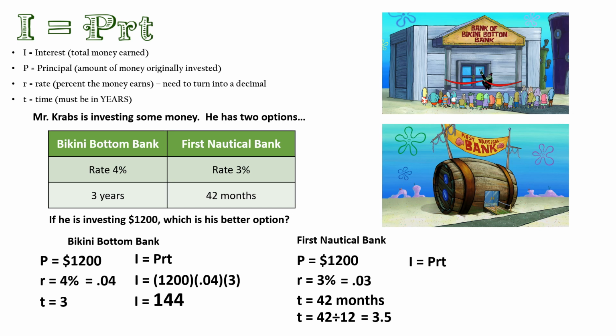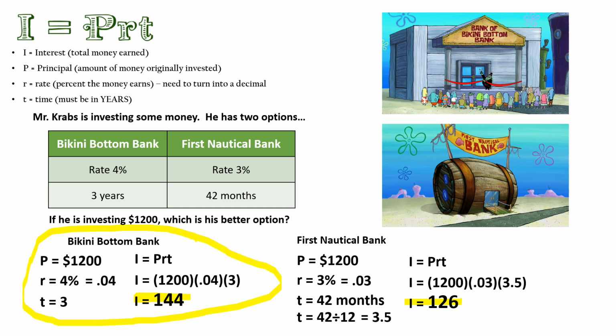Now let's plug those values into our formula, I equals PRT. There you go. And if you multiply all of those terms together, you're going to see that the interest earned would be $126. Now, knowing Mr. Krabs, looking at these two, Bikini Bottom Bank is going to earn him $144. And the First Nautical Bank is going to earn him $126 in a longer time. So the best option here would be Bikini Bottom Bank because in 3 years, he's going to earn $144.